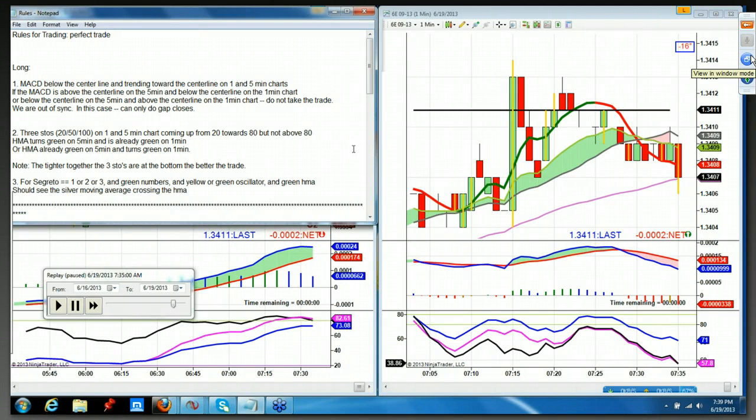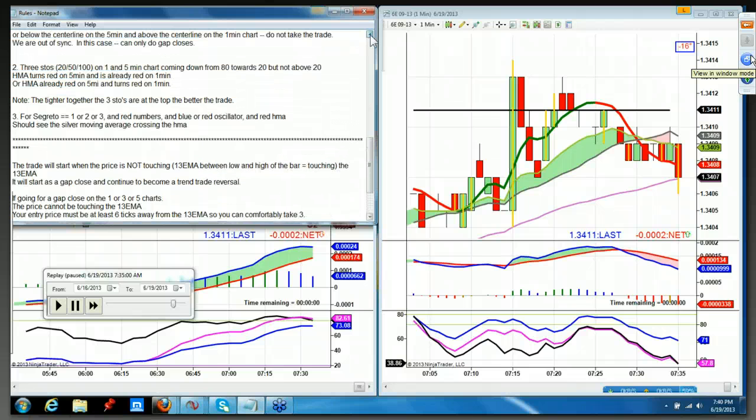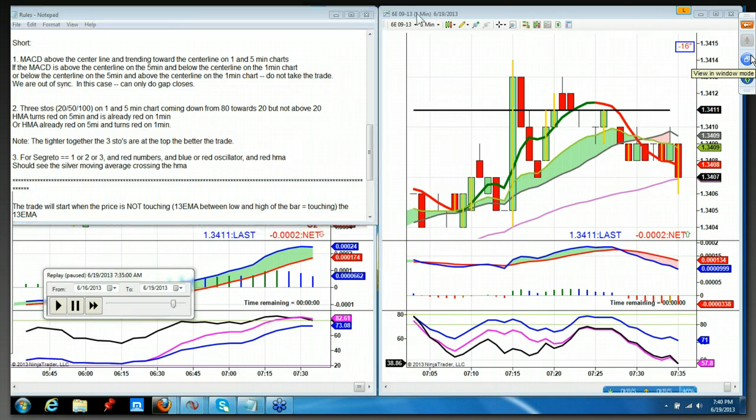What we're looking for is a short trade criteria. We're looking for the MACD to be above the center line and trending toward the center line on the 1 and the 5. Let's see if we have that. And I know I'm going a little slowly. This will pick up, and we'll be able to fit in a whole lot more as I progress, again, if I'm invited back. But as you can see right here, this is starting to come down. The MACD lines are starting to converge instead of diverge. They're not getting wider, they're getting thinner.